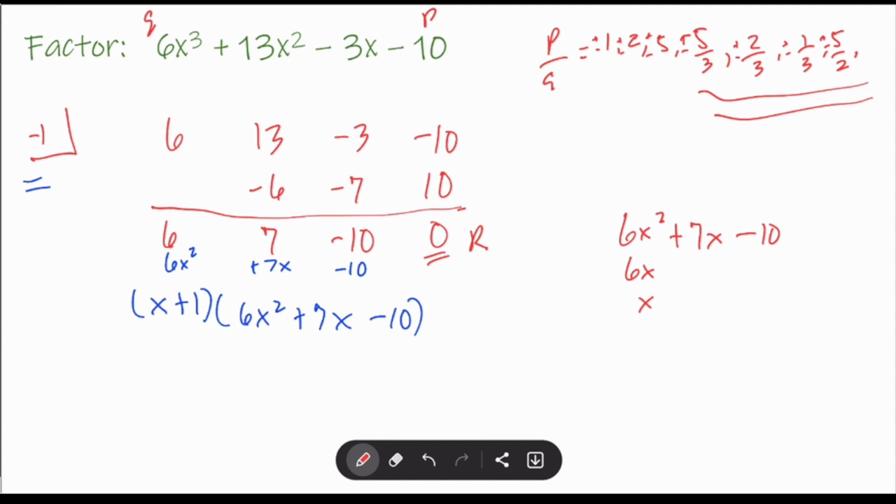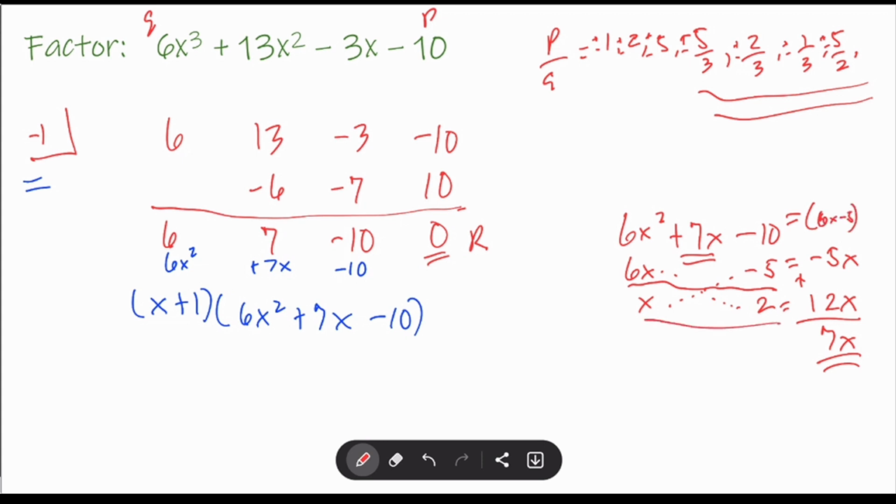So it's a trial and error. And then for the -10, I'm going to use -5 and +2, because -5 times 2 is -10. And then when you cross multiply, you should get the value +7. So x times -5 is -5x. 6x times 2 is 12x. If you combine these two, -5 plus 12 is 7x, which is the same as this. That's what we're looking for. So that means the factored form of this is 6x minus 5 and x plus 2.